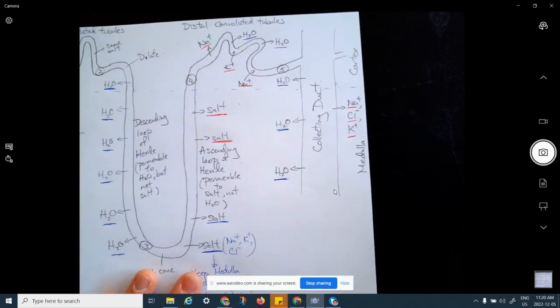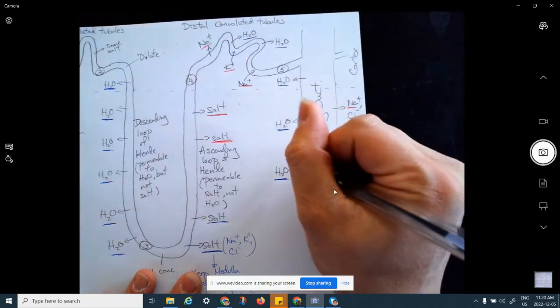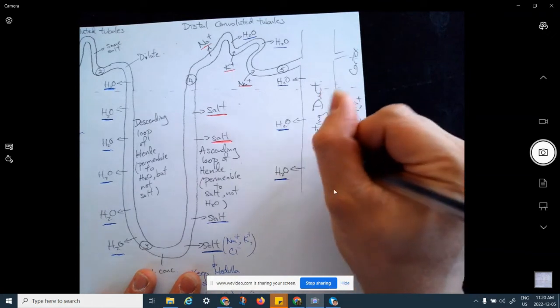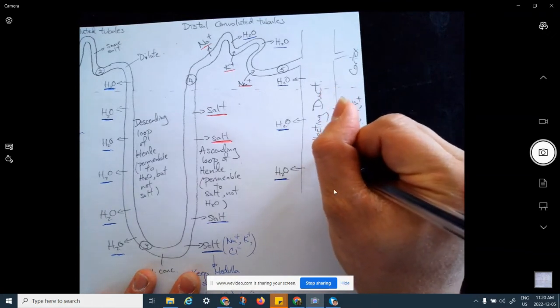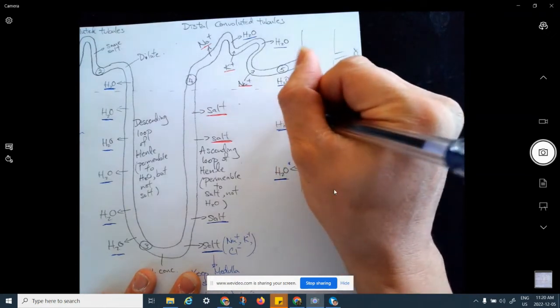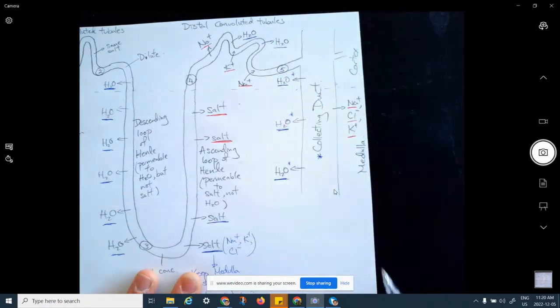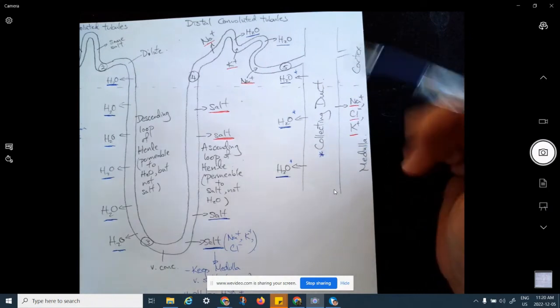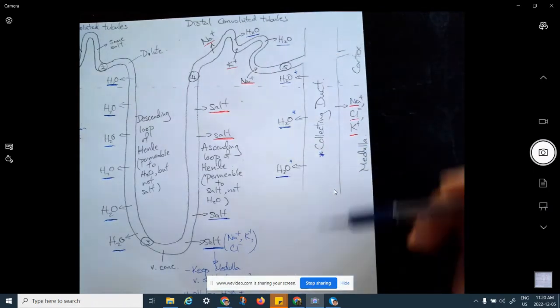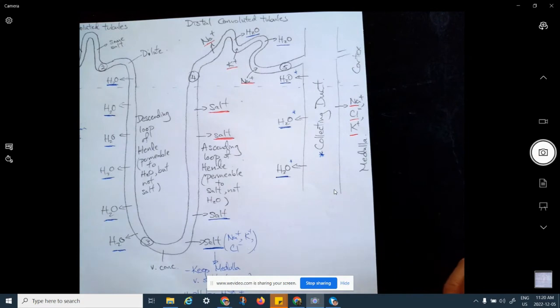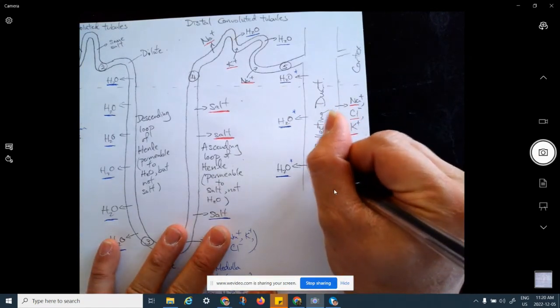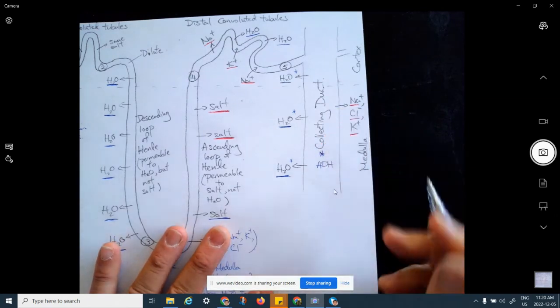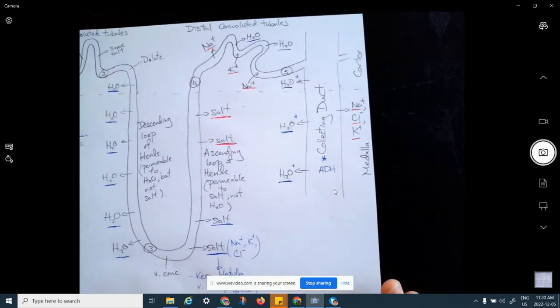Now, this part here, the water getting reabsorbed, I'm going to put a star here, because keep in mind how much water gets reabsorbed, or how much water is allowed to be peed out, is influenced or regulated by a hormone. This hormone is called ADH, antidiuretic hormone.